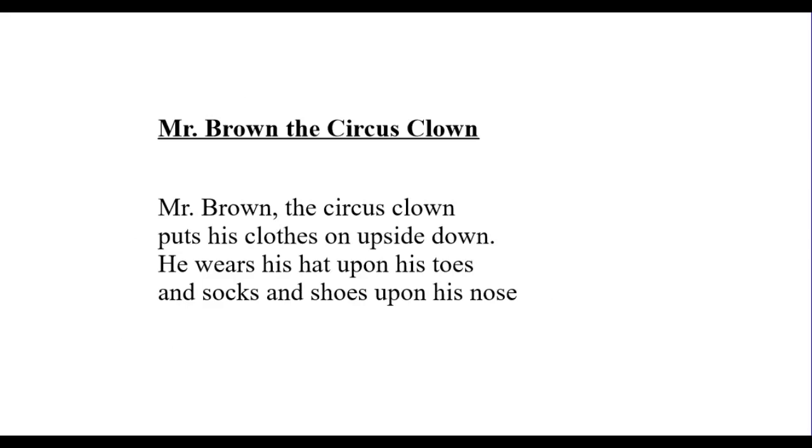So this poem's called Mr. Brown the Circus Clown. And the best way to identify a rhyme is to read the poem out loud so that you can hear the words that are rhyming. And sometimes poets use words that aren't spelled similarly, but their intention is to have them rhyme. So when you read it out loud, you can really hear where the poet is trying to go with their rhyme scheme. So let's read this one.